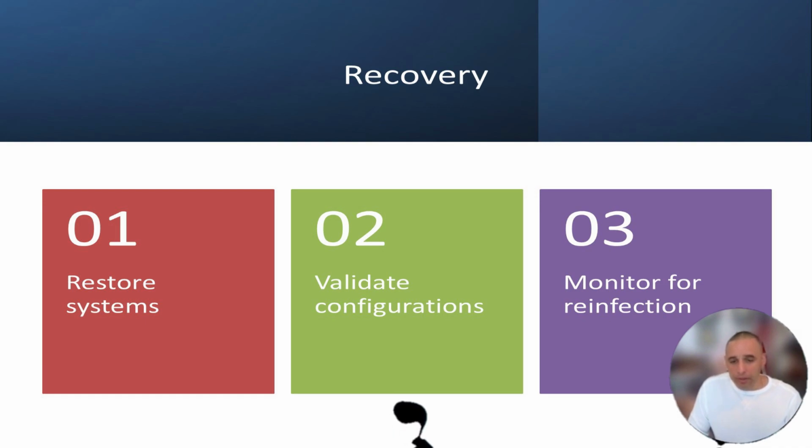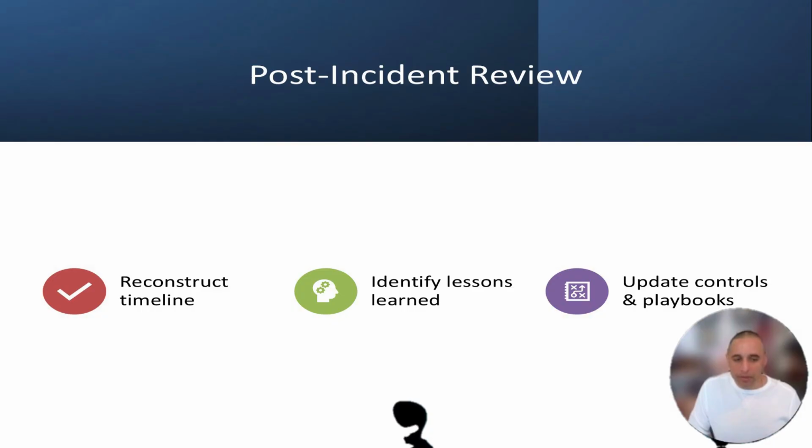Monitor for reinfection. Even after recovery, the environment must be monitored closely for signs of recurring malicious activity. This includes watching for recreated persistence mechanisms, repeat credential misuse, suspicious network traffic, and unexpected process behavior. Threat actors sometimes attempt to re-enter the environment or take advantage of residual weaknesses. Ongoing monitoring provides assurance that the recovery was successful and that the environment is truly secure. This final step transforms an incident from a disruption into an opportunity for long-term improvement.